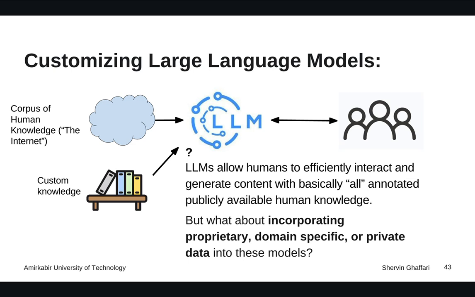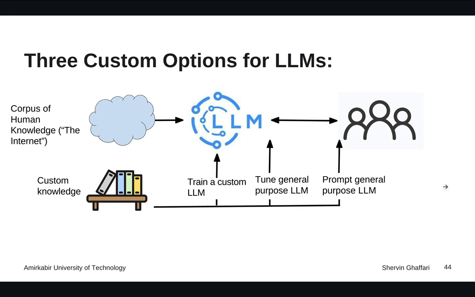So you need to think about fine tuning a model on your private data, which is not publicly available. The model has not seen it before. Incorporating proprietary domain specific data into your models. You can think about solving this problem by training a custom LLM, which is not feasible, as you can see here.